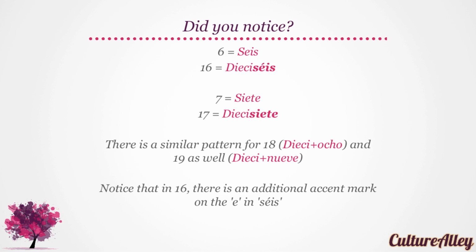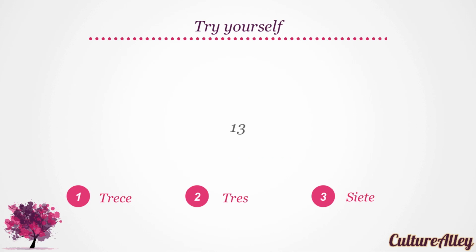7 is siete, and like 16, 17 will be diez y siete. It is dieci plus siete. There is a similar pattern for 18 and 19 as well. 18 is dieci plus ocho, and 19 is dieci plus nueve. Great! All right, time for some more quizzes.